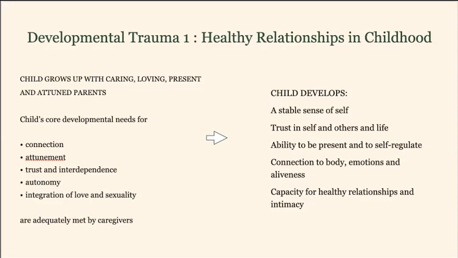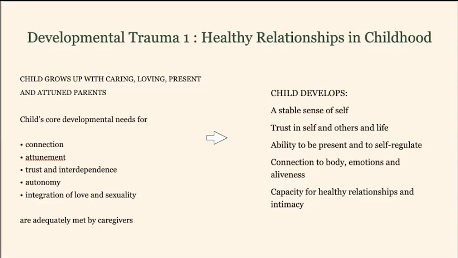So in sequence, these needs are for connection, for attunement, for trust and healthy interdependence, for autonomy, and then the last one is for a healthy integration of love and sexuality. Now, if these needs are being adequately met by the caregivers, usually the parents, then the child will develop the capacities that are listed on the right-hand side of the slide.